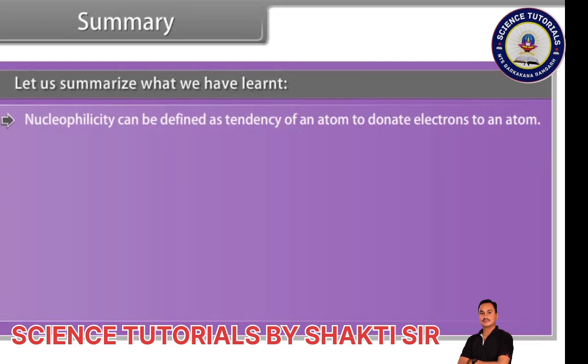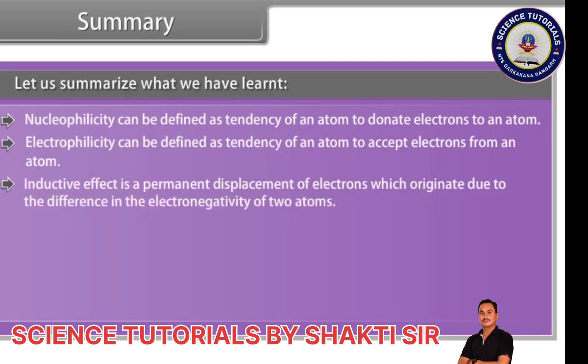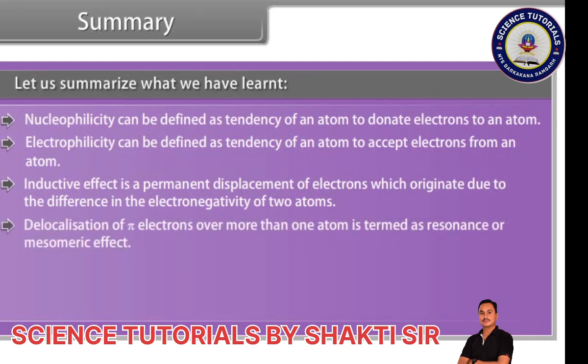Nucleophilicity can be defined as the tendency of an atom to donate electrons to an atom. Electrophilicity can be defined as the tendency of an atom to accept electrons from an atom. Inductive effect is a permanent displacement of electrons which originates due to the difference in the electronegativity of two atoms. Delocalization of pi electrons over more than one atom is termed as resonance or mesomeric effect.